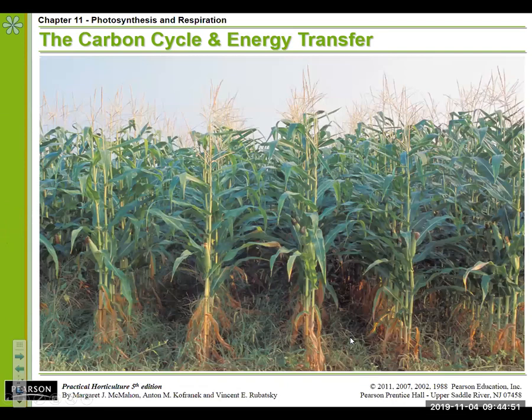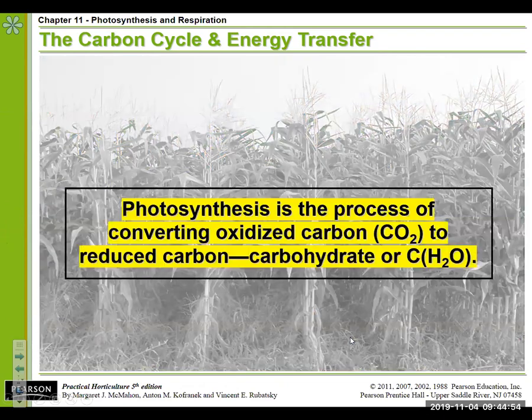So let's take a look at this cornfield and think about photosynthesis in the most simple form. It's basically these leaves acting in a way like solar panels and converting the oxidized form of carbon, which is carbon with oxygen, carbon dioxide, to a reduced form of that carbon, which in the plant world is the carbohydrates, which is carbon with a water molecule in its basic form. But we build chains of those together to make more complex molecules.